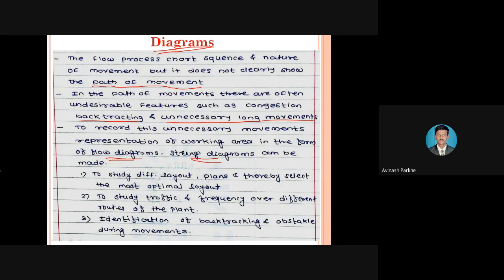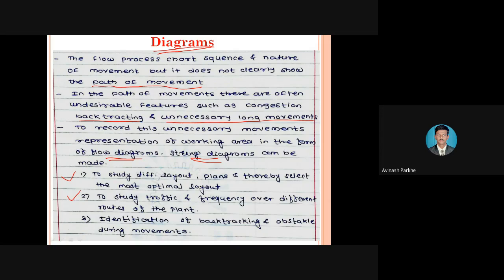In the charts, we have not discussed this particular concept. While designing the layout, the operation process chart plays a very important role, the flow process chart plays a very important role. But we have not discussed it in all the types of charts, because those charts will give only the overall picture of that particular operation. But in these diagrams, maybe flow diagram or the string diagram, both diagrams play a very, very important role for designing the layout of that particular organization.